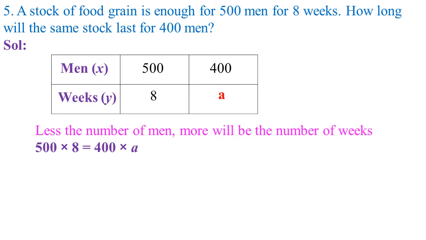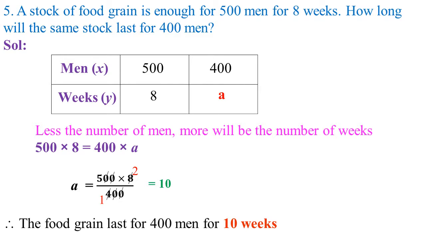500 into 8 equals 400 into A. We should find the A value. So A equals 500 into 8 by 400. Here 0 and 0 get cancelled out. Another 0 and 0 get cancelled out. Here the common factor is 4. So we can divide both 8 and 4 by 4. 1 4 is 4, 2 4s are 8. So the A value is 10. Therefore, the food grain lasts for 400 men for 10 weeks.